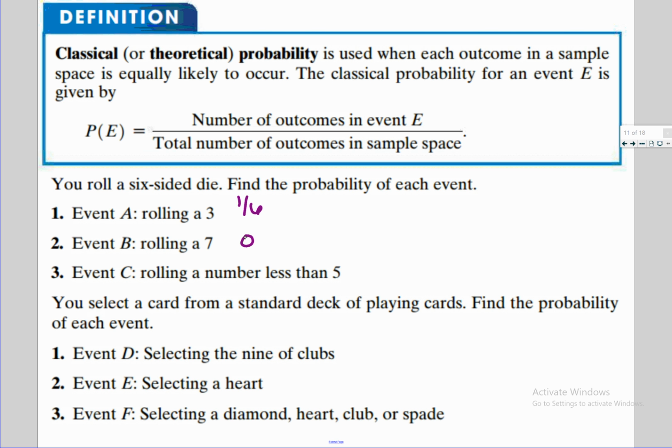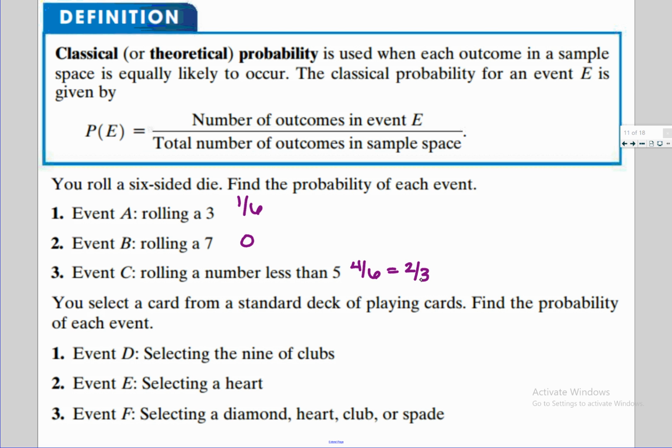What is the probability of rolling a number less than 5? So what numbers less than 5 are there on a die? 1, 2, 3, 4. So 4 out of 6. And then if we have a fraction that can be reduced, we want to reduce that to 2/3. And again, you can also give the decimal. In MyMathLab, I think they're going to use decimals more than fractions. So you could divide that, and it would be 0.667.